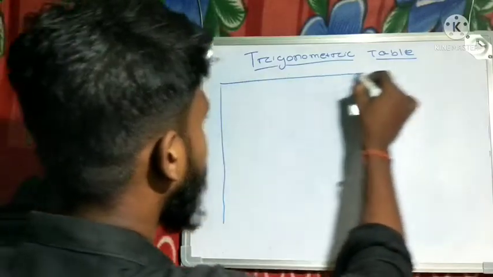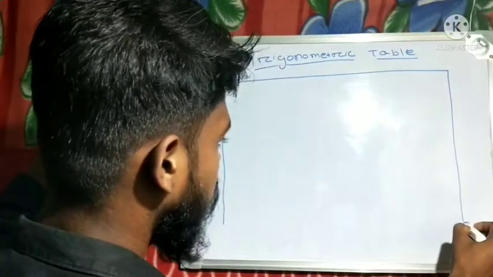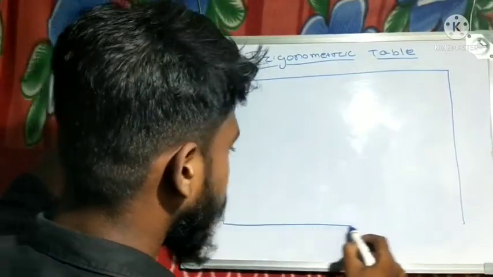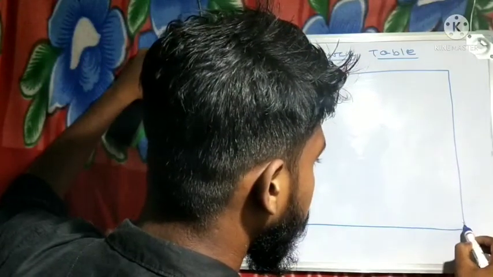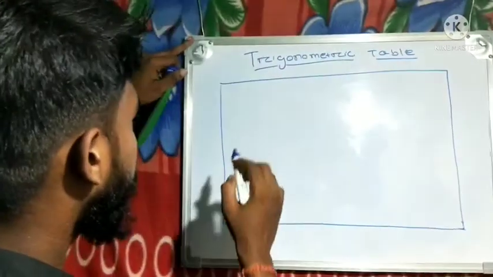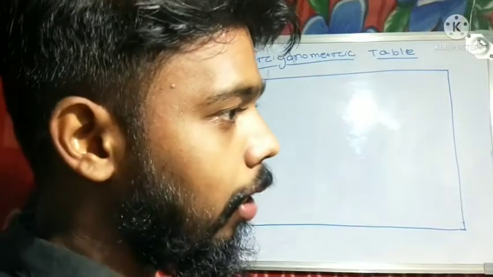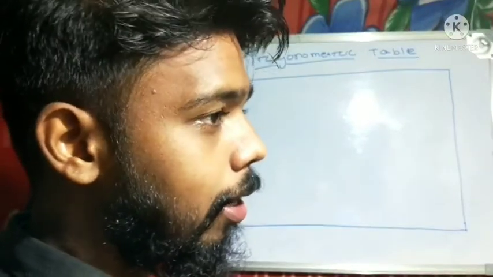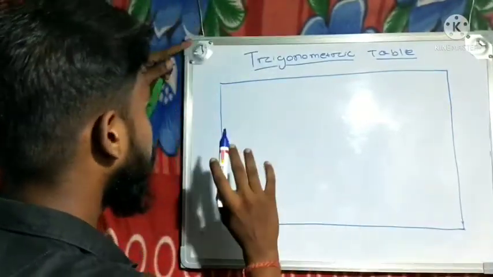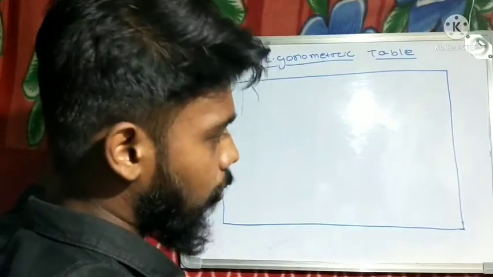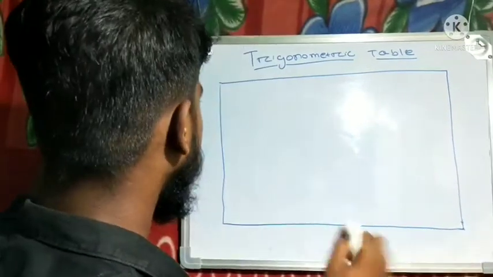We know that these are the 6 trigonometric ratios, and you have to remember the values at 0 degree, 30 degree, 45 degree, 60 degree and 90 degree. This much. How to remember this? Before going to this, you have to remember some trigonometric formulas.